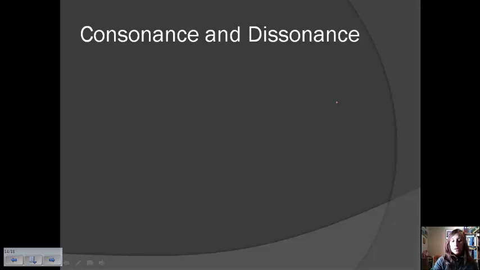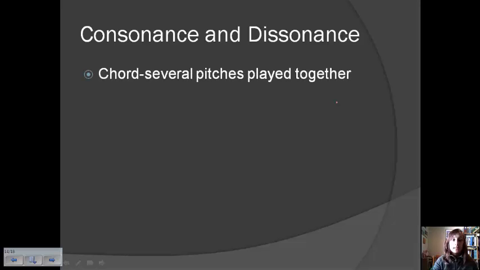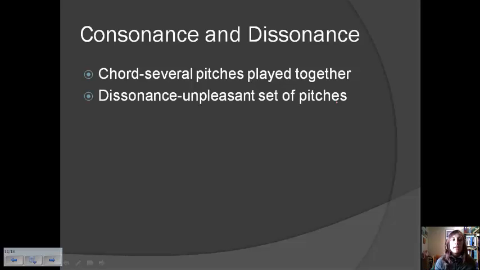Okay, so let's talk about, in relationship with these complex and simple waves, consonance and dissonance. We can play a chord, which is several pitches played together, and if you play piano, well, really any instrument can play a chord. It just seems more commonly taught with a piano.